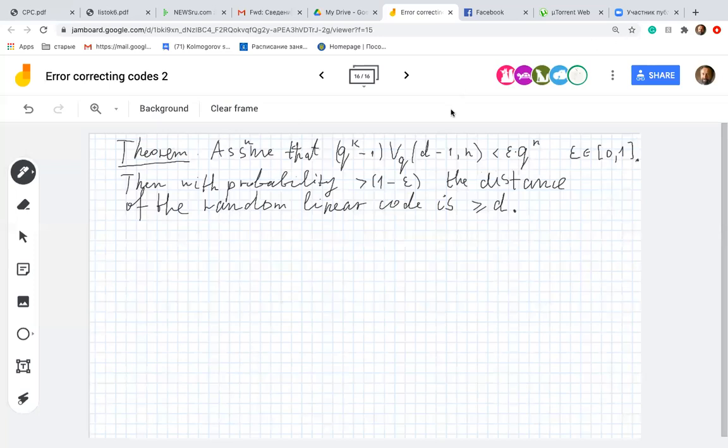So the set of code words C consists of all the linear combinations of those vectors chosen at random, where the coefficients are chosen in the field, in our field.